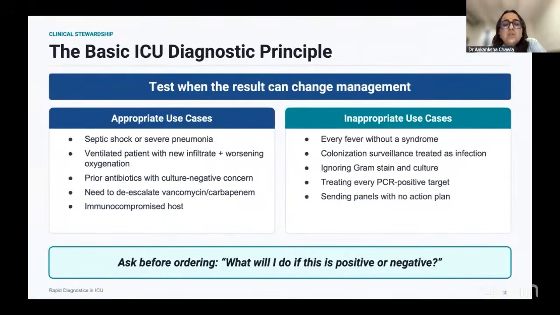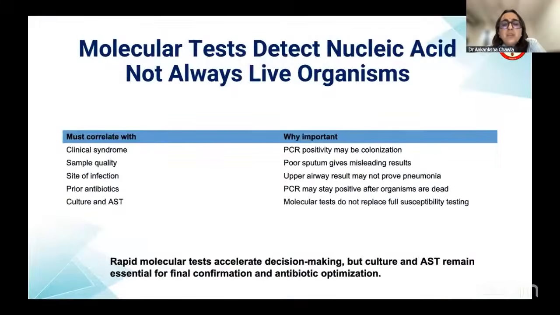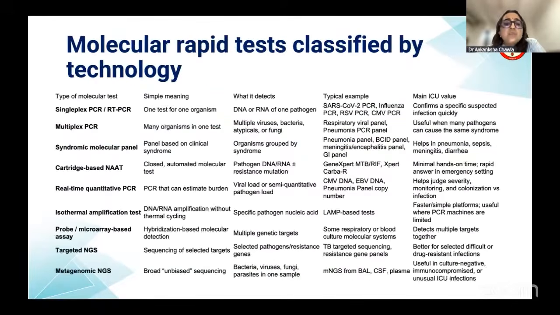Now, whenever you are sending a test, you should always have something in mind: if it comes positive or negative, is it going to change my management? Just because a rapid molecular test is available and it is going to give you results fast does not mean you always have to send it. So every test should be properly thought of. Molecular tests detect nucleic acid, not always live organisms, like I said. So these tests basically accelerate the decision making, but culture and AST remain essential for final confirmation and antibiotic optimization.